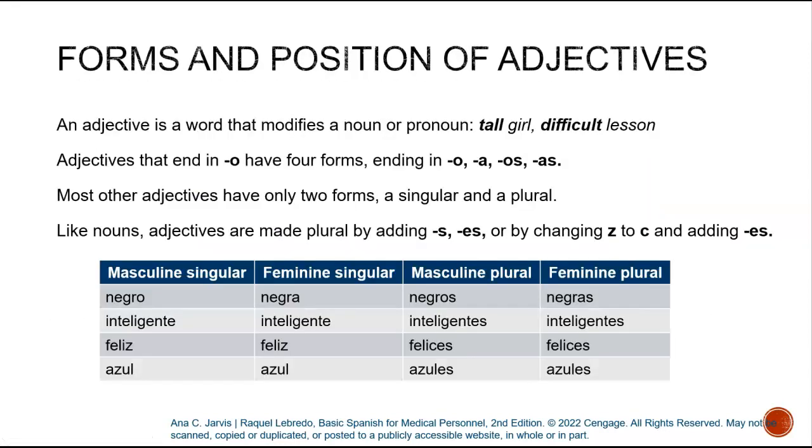Let's talk a little bit about adjectives. Again, this is just trying to cover all the main topics of the chapter. So, form and position of adjectives. Well, adjectives are words that modify or describe a noun.